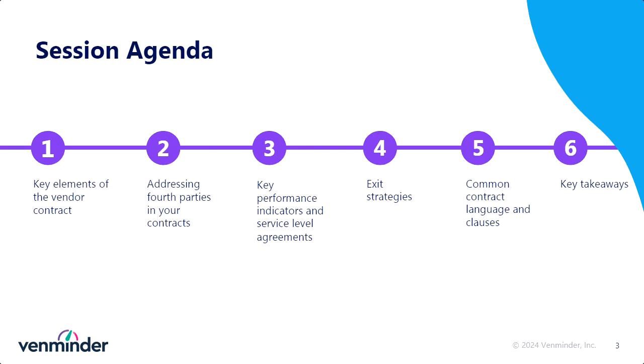Thanks, Jessie. In today's webinar, we are going to cover the key elements of a vendor contract and addressing fourth parties in those vendor contracts, talking about key performance measurements and indicators. We're going to talk through how exit strategies are important, and we'll cover some common contract language and clauses, and then we'll end it with key takeaways. So let's go ahead and get started.